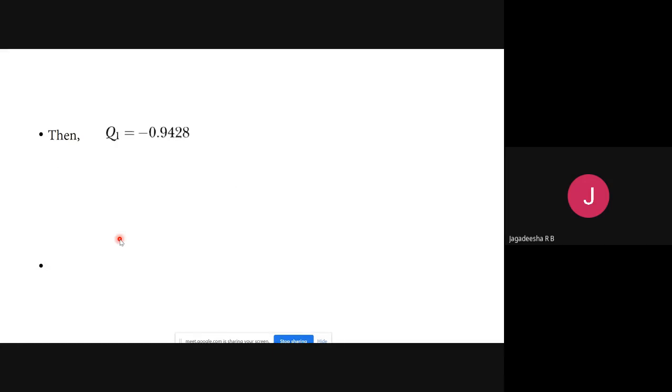Okay, so you should be getting the Q1 value around -0.94. Similarly, the Q2 value will be somewhere around -0.4162. Please verify these values later.